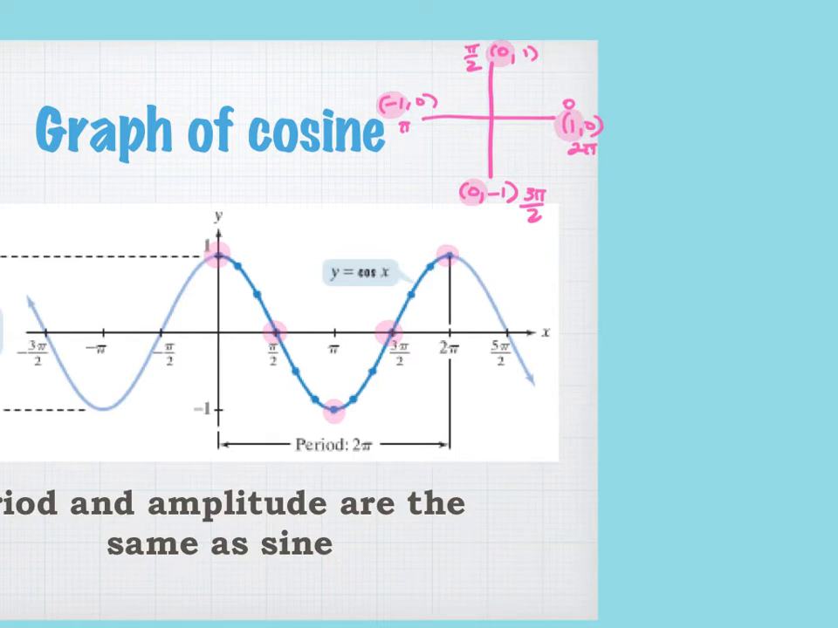Obviously, this is the parent function. So as soon as I start to stretch it with my amplitude, obviously those ones become the amplitude, okay? And if I shrink it or stretch it horizontally, that's my period shift. No, sorry, that's my period change.